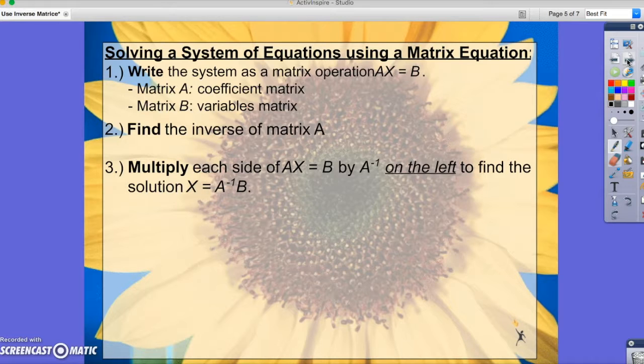2, find the inverse of matrix A. Then 3, multiply each side of AX equals B by the inverse of A. On the left, once again, it's very important that you multiply to the left, not to the right. Matrix multiplication is not commutative. To find the solution, X equals A to the negative 1 B.